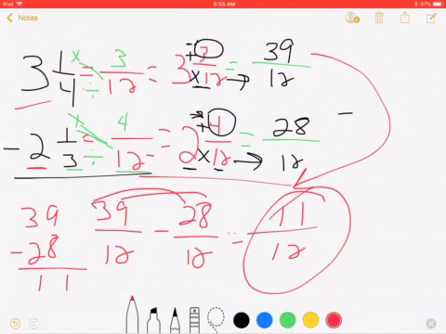We don't have to do anything because it's already a proper fraction. We don't have to change it into a mixed number. We don't have to change it into an improper fraction. This is already a proper fraction.